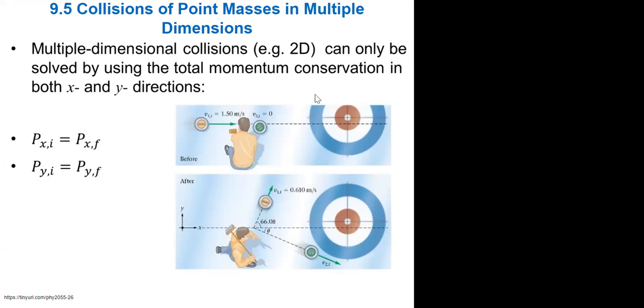When collision happens in two dimensions, you'll be doing momentum in x direction initial equal to momentum in x direction final. And a second equation you can apply is the momentum in y direction initial equal to momentum in y direction final. Keep in mind, because there's collision, this means the total momentum in x direction initial equals total momentum final, and total momentum in y direction initial equals total momentum in y direction final.